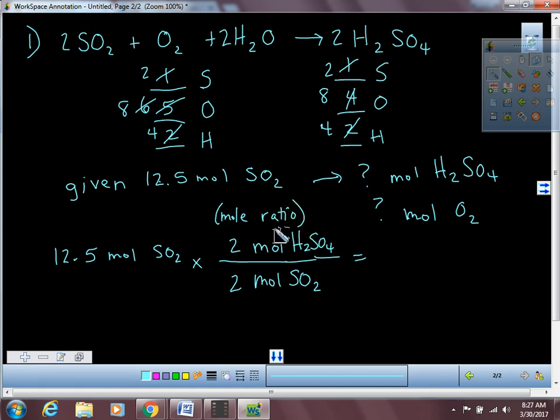And it comes from your balanced equation. Always, always, you go back to your balanced equation and you read the coefficients of the substances that are in your mole ratio. You with me so far?